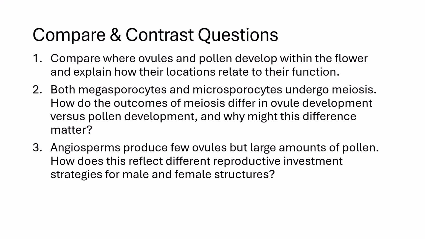Finally, think about reproductive investment. Plants produce very few ovules compared to the massive quantities of pollen. What does that tell you about male versus female reproductive strategy in angiosperms? This is where structure, development, and evolutionary strategy all come together.